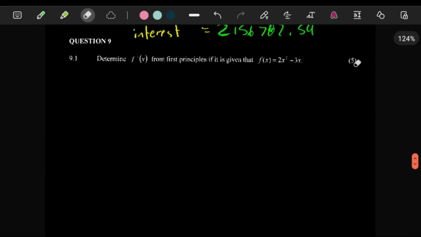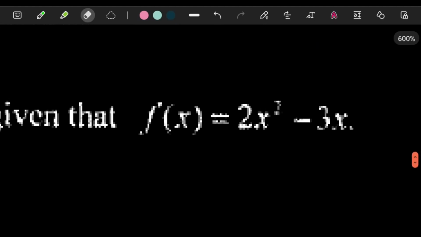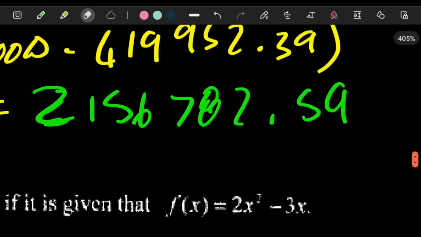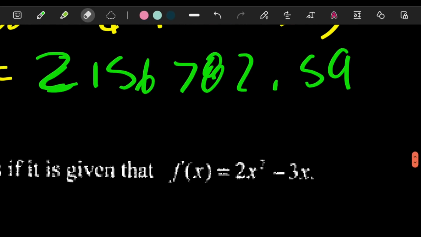Question number 9 here for 5 marks. Is that a 7 or a 2? Come on, I don't remember. I think it's a 2. It has to be a 2. Anyways, let us do this thing here. This is a 2, right?